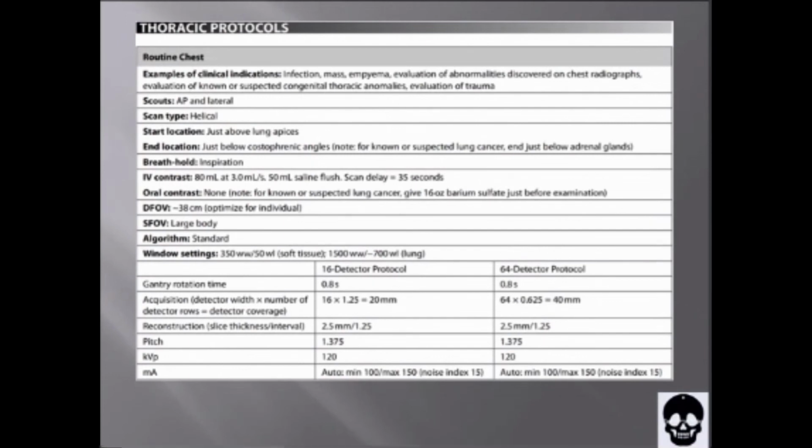Routine chest. Examples of clinical indications: infections, mass, emphysema, evaluation of abnormalities discovered on chest radiographs, evaluation of known or suspected congenital thoracic anomalies, or evaluation of trauma. Scouts, AP and lateral. Scan type, helical. Start location, just above lung apices. End location, just below costophrenic angles. Note: for known or suspected lung cancer, just below adrenal glands.